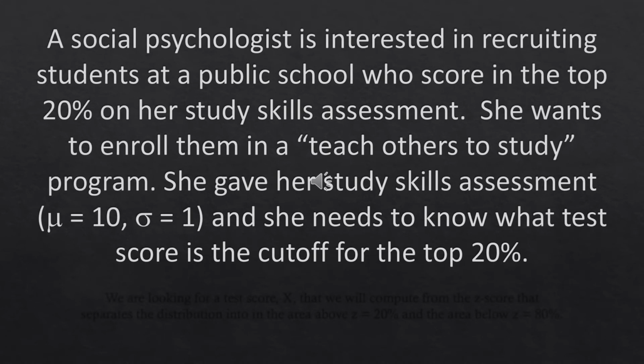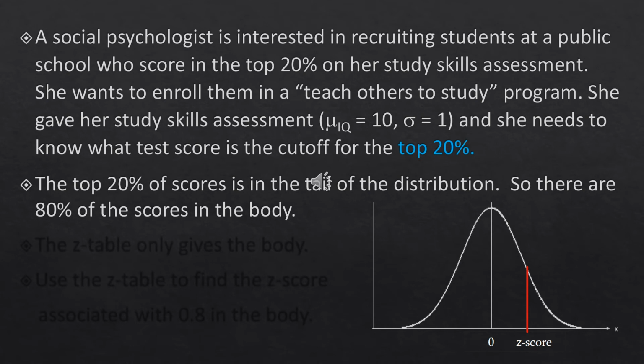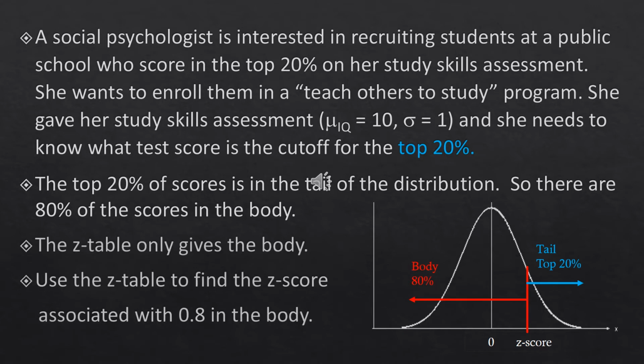Take time to read the word problem and try to answer it yourself. So we need to find the cutoff that divides this distribution into the top 20% and the bottom 80%. The z-table is going to give us information about the body. The z-table will give us the z-score that's associated with 80% of the scores in the body.